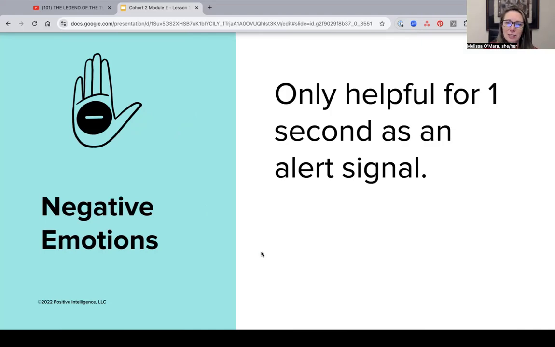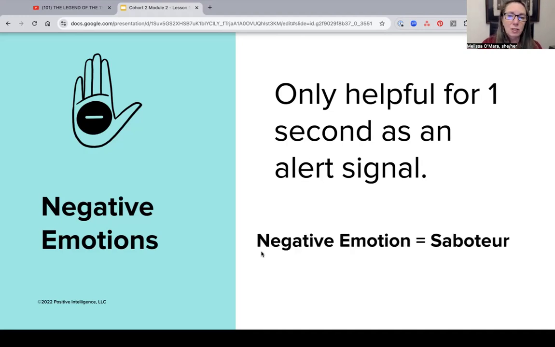So here's the deal. Negative emotions are important and helpful for a second as an alert signal. Just like when you touch a hot stove, you know, boom, take it off. So negative emotions alert us that something needs our attention right away. And then if we can shift immediately back into our calm centered place, we can decide what it is that we need to do with that signal, with that new information that our body has and our emotional system, our nervous system has apprehended. The negative emotion can manifest as a saboteur.